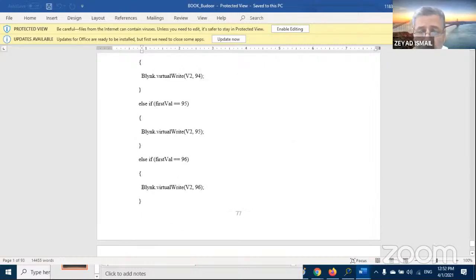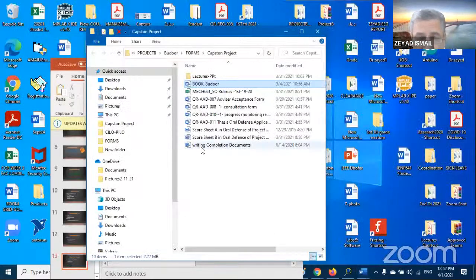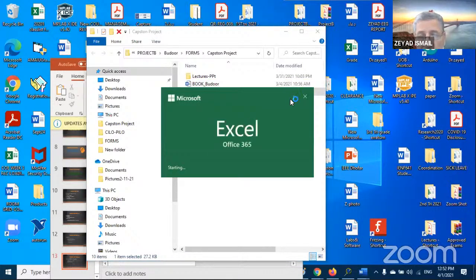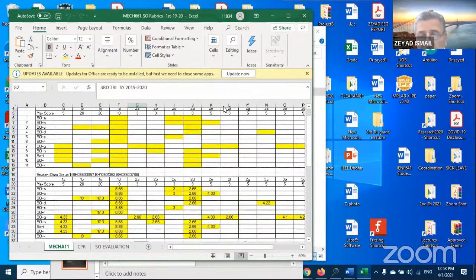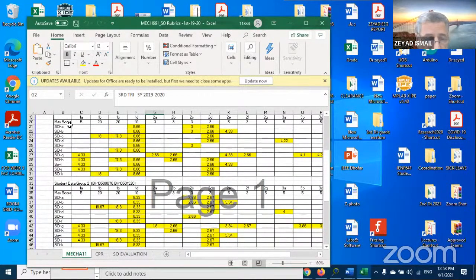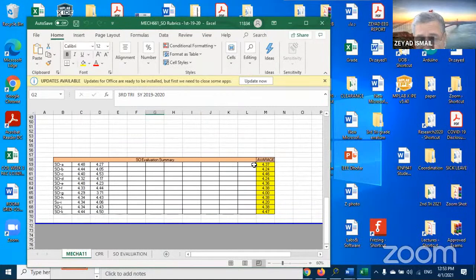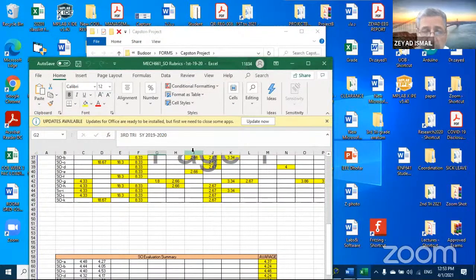I hope I give you a good idea about the project writing. We have a rubric, with the SOs of the students here, which is equivalent to the ABET from A to K. How are their scores? At the end, it will be out of 5 as an average, and this will be included with the CLO report, the course intended learning outcomes report.